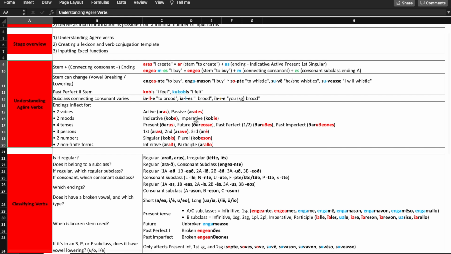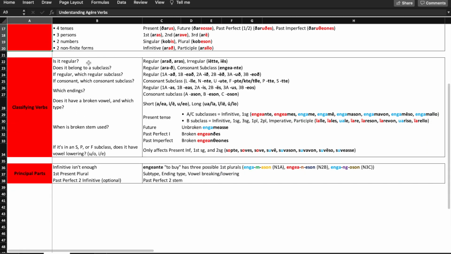Now that we understand a bit about the general verbal template for verbs in Agēre, we need to understand how we classify them. The first question is a verb regular? Regular verbs can take certain parts of the verb and use them to derive other parts, whereas irregular verbs can't. In this example, if you chop off the from arad and add s to get aras, you have another part of the verb, whereas you can't do the same thing with the verb to be, iete. The second question, if it is regular, is does it belong to a subclass? Verbs can either belong to regular subclasses if they end in the, or consonant subclasses otherwise.